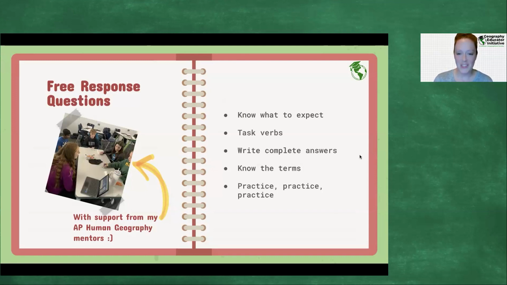So over the next few slides, you'll see direct quotes from my student mentors who can offer student voice about the FRQ and the process of preparing for the FRQ.